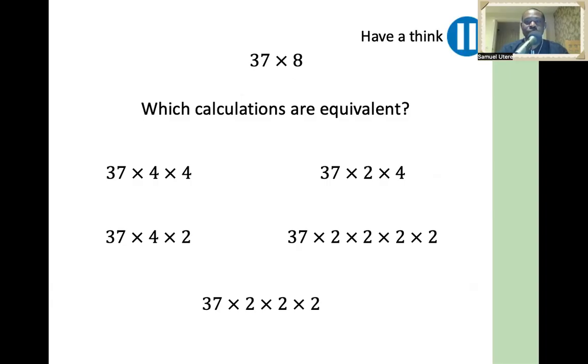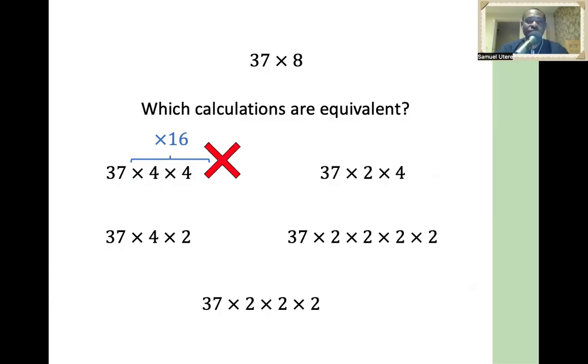Can you spot them really quickly? All right. We know the first one is definitely not, because 4 times 4 is 16, so it's not equivalent to 37 times 8. That doesn't fit. This one definitely is. You can see that 4 times 2 is 8, so 37 times 4 times 2 is equivalent to that calculation above there.